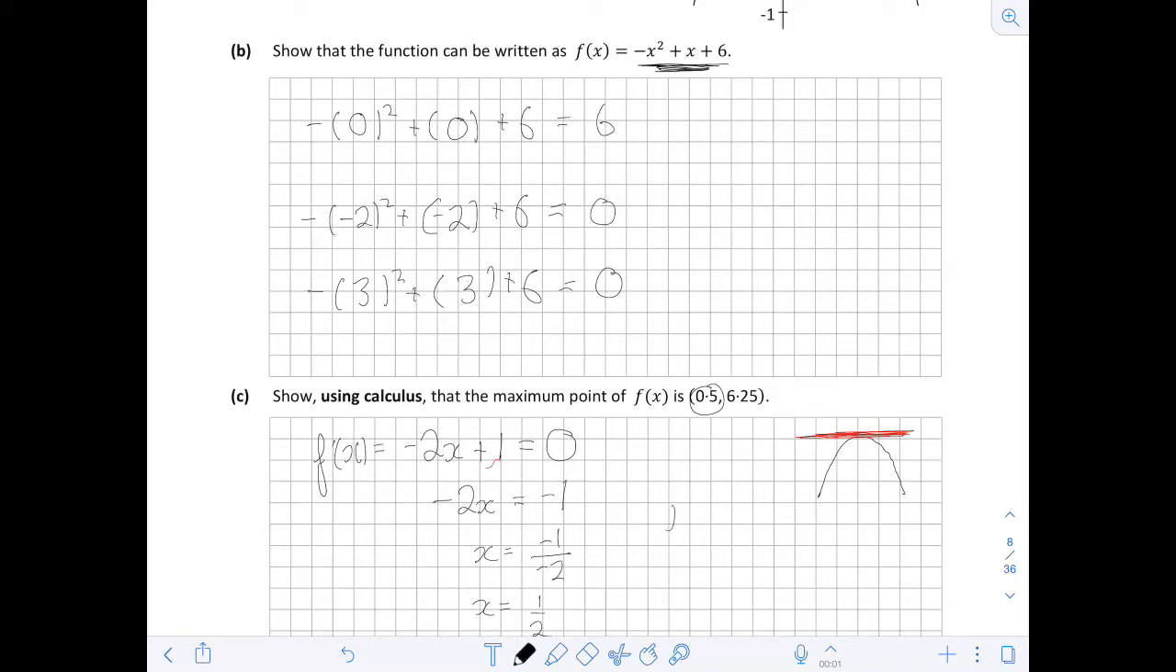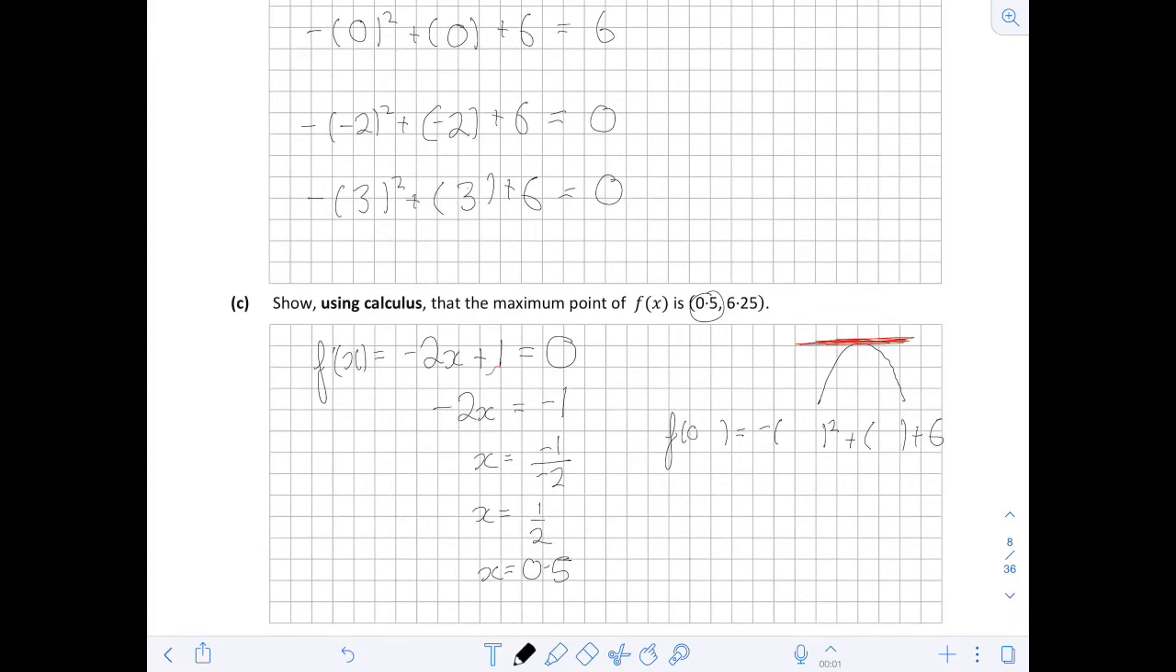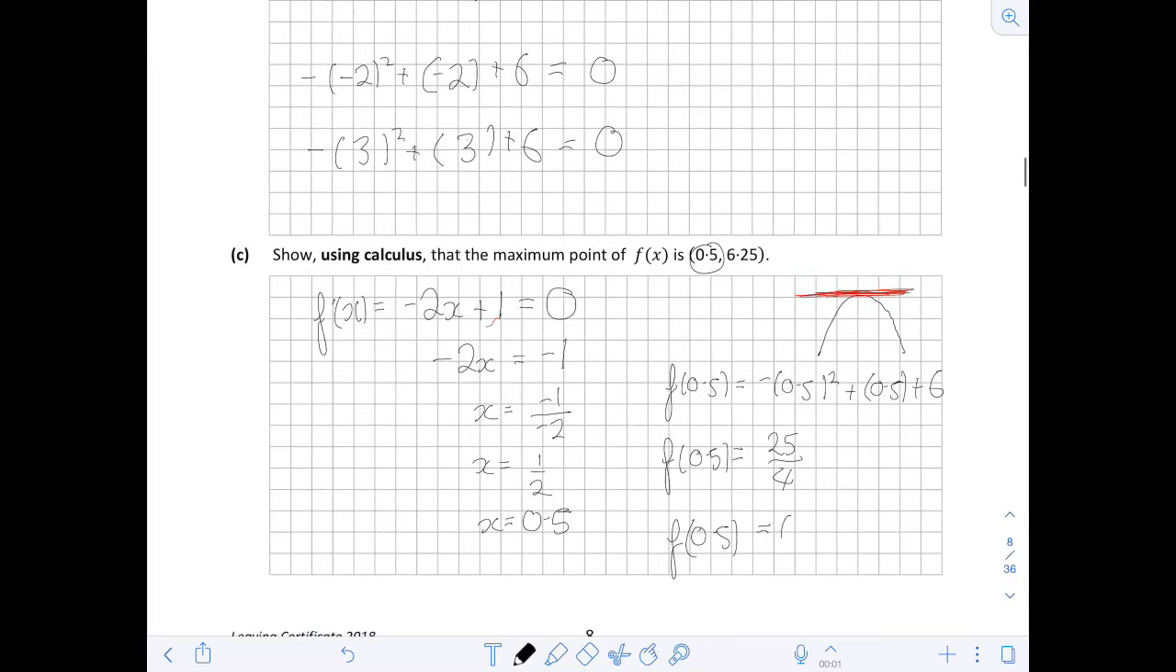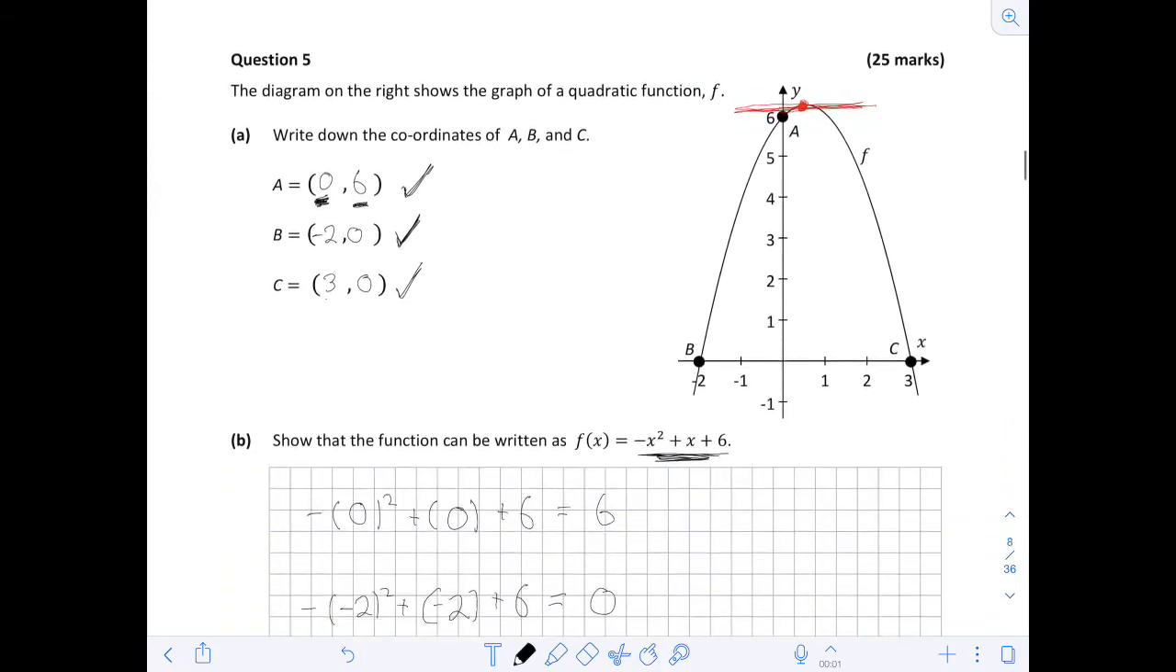So I'll just write out my function. f of something equals minus placeholder plus something plus 6, and into those spaces I'm going to put in 0.5. So hopefully when I click my calculator here, I should get out minus start bracket 0.5, and hopefully it will give me 6.25. 6 equals 25 over 4. I hit my SD button, and it's 6.25. So that is 2018 question 5 done.